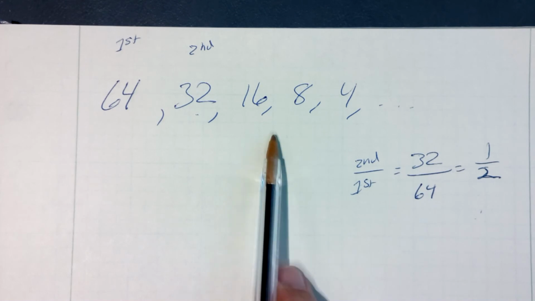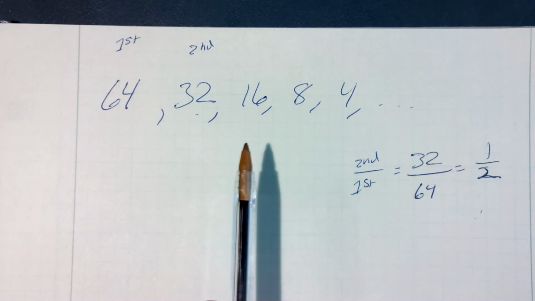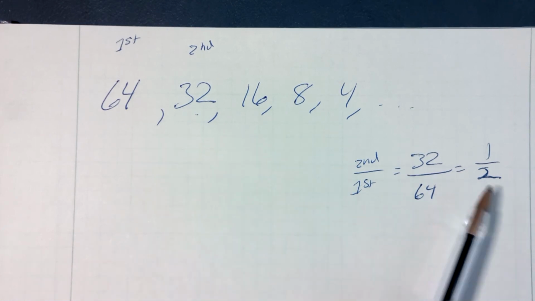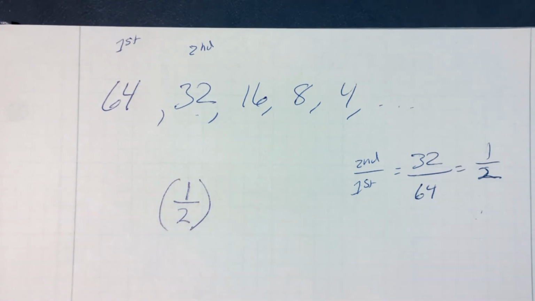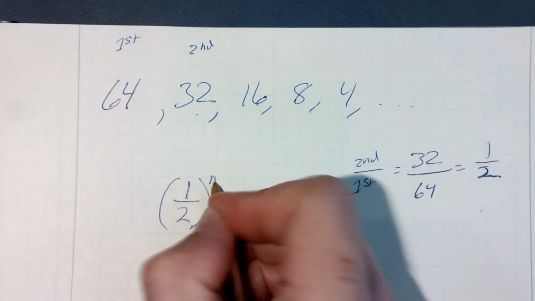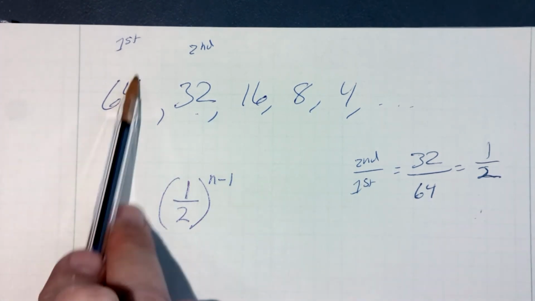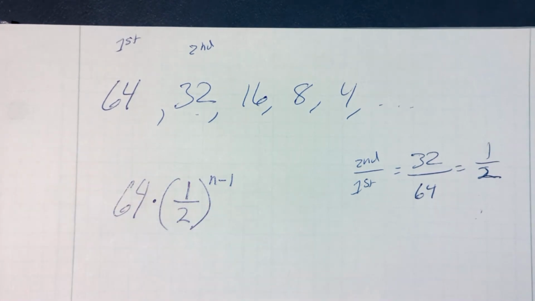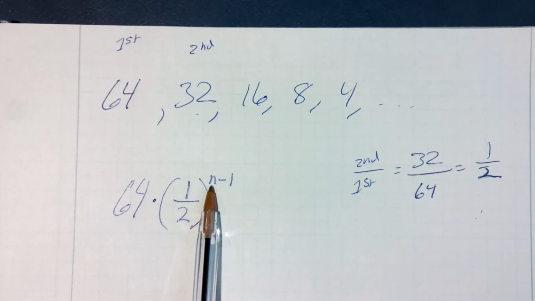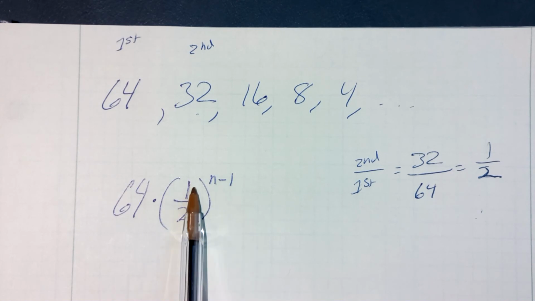Again, you would say we're dividing by 2. But in geometric sequences, we always want to think of it as multiplication. So I'm multiplying by 1/2. I'm going to put 1/2 in parentheses and raise that to the n minus 1. The reason I want n minus 1 is so I can use this first term, 64, as a starting point. Because if I plug a 1 here, what is 1 minus 1? 0. And what's 1/2 to the 0 power? Just 1. So I'm not changing 64. It's 64 times 1, which is 64.